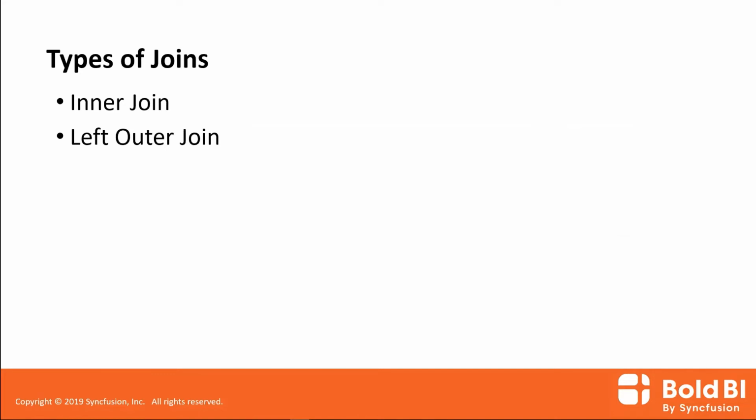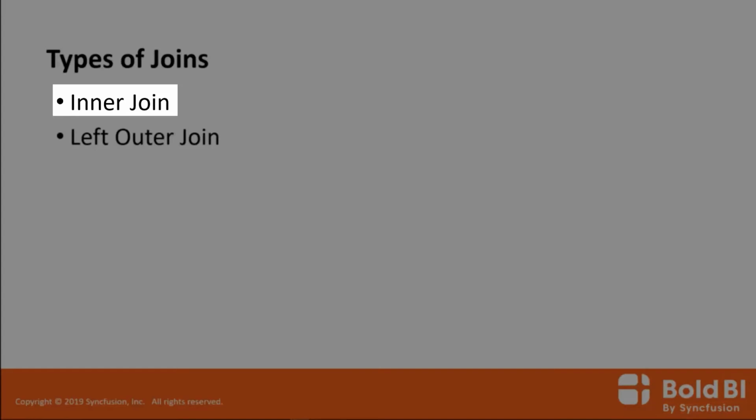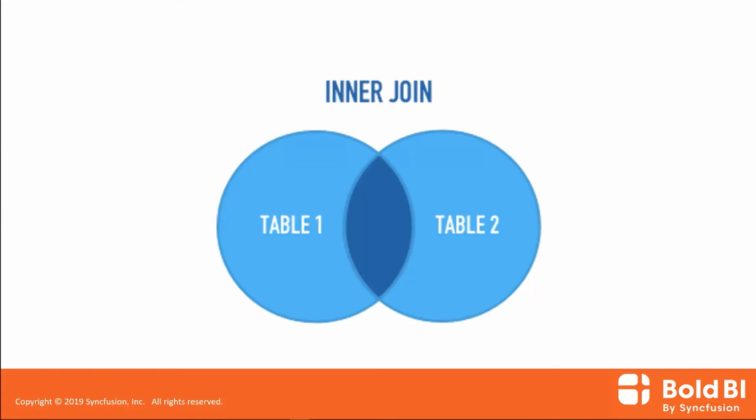Two types of joins can be made between tables in Query Joiner. They are inner join and left outer join. An inner join will return matching records from joining tables. An inner join of Table 1 and Table 2 gives us the result of Table 1 intersect Table 2. In other words, the inner part of the Venn diagram intersection.